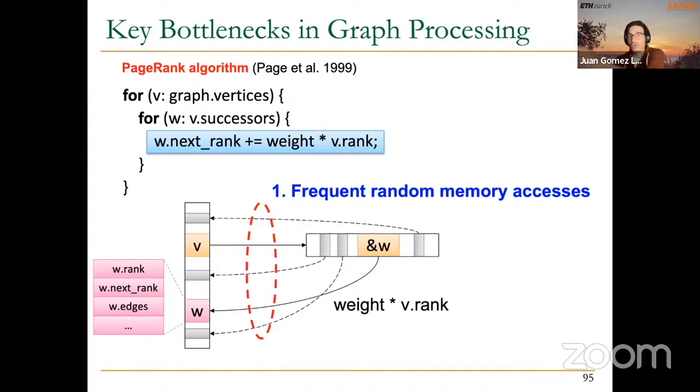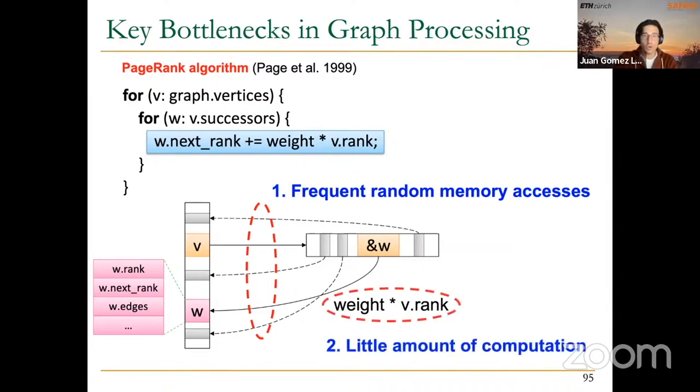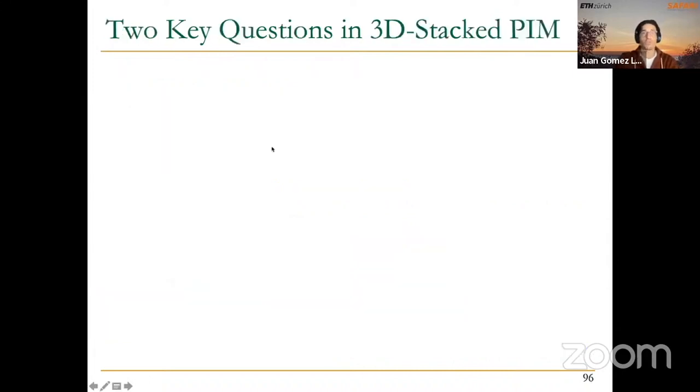So what happens is that when you bring one whole cache line to the processor, likely you won't use most of the data in this cache line. So then you need to go again to memory and bring another cache line. So this is one key problem here. The other key problem is that I bring the data to the processor, but I don't compute enough to amortize the cost of bringing the data, because there is very little amount of computation, just one multiplication and one addition, right? So how do we solve this problem using processing in memory?